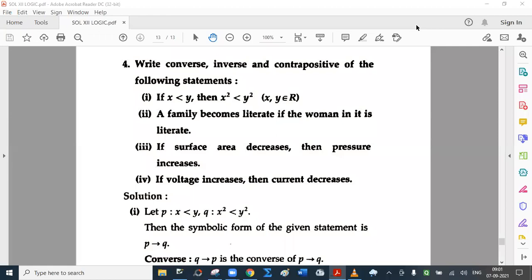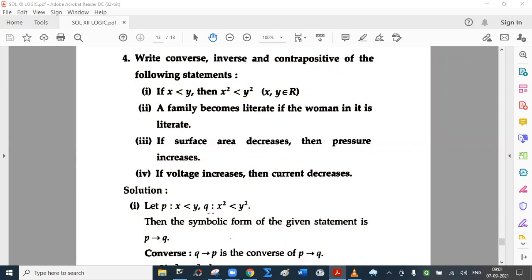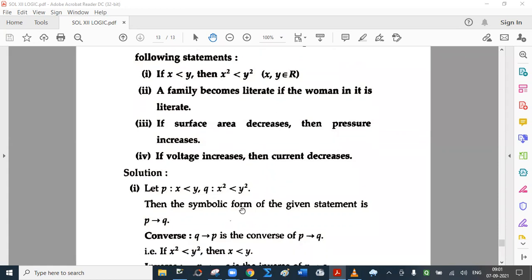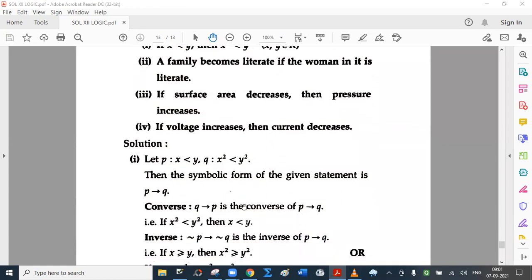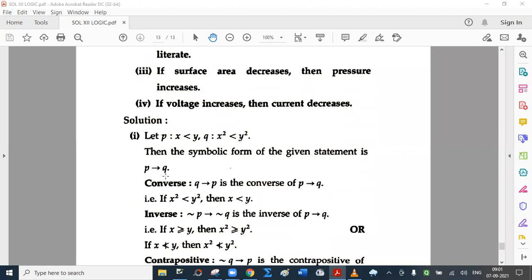So fourth question: write the converse, inverse and contrapositive of the following statements. First one, listen to me. If x less than y, then x square less than y square. x and y are both real numbers. Let P denote x less than y, Q denote x square less than y square. See, this is how you have to present. Then the symbolic form of the given statement is P implies Q. Converse: Q implies P is the converse.